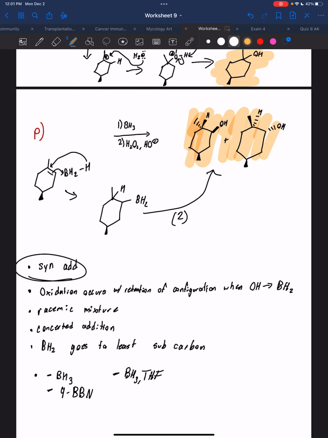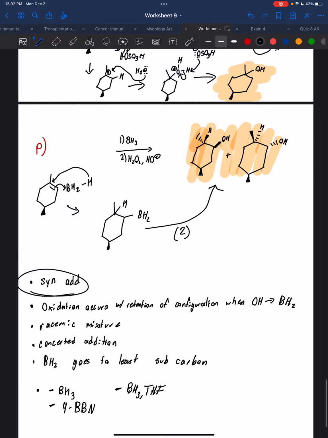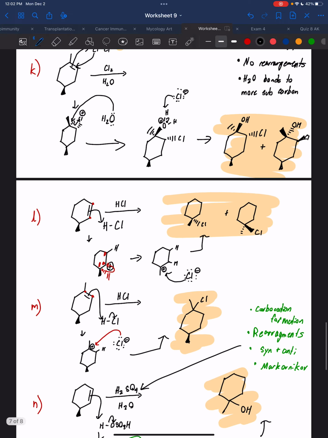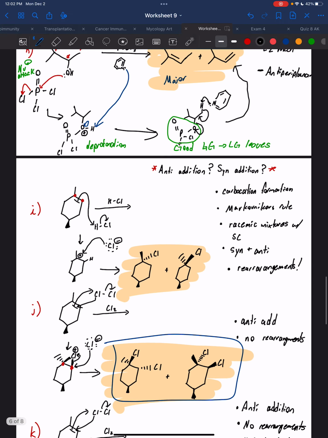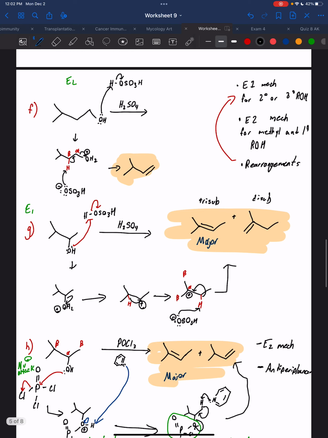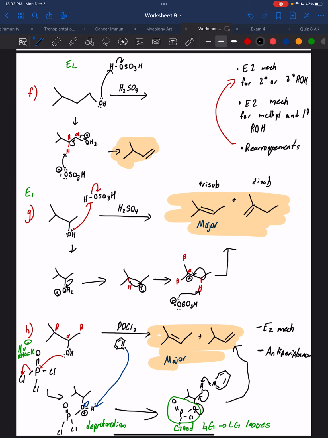Again, syn addition just means whatever you're adding to the double bond has to be on the same side. So you're adding an OH group and you're adding a hydrogen, and they have to be on the same side of the products. Yeah, and that's pretty much all I have for this worksheet. Sorry that it was so long. If you have any questions on any of this, I kind of made it messy because I was trying to write fast. If you have any question on this, please let me know.